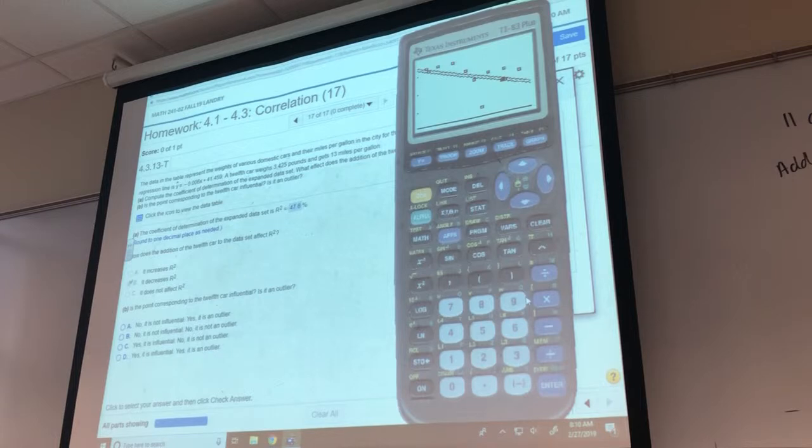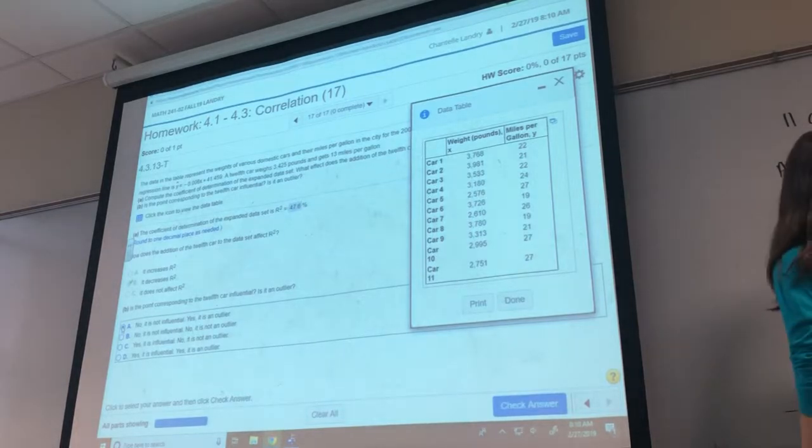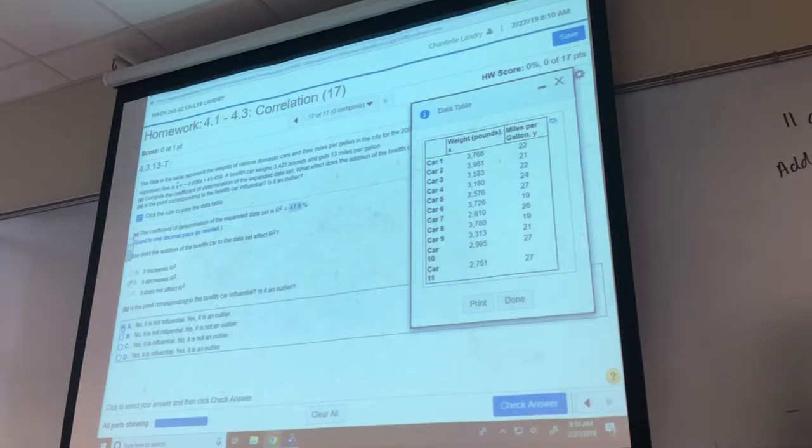Think back to the example we saw with the states. Texas wasn't an influential point because it shifted it slightly. Alaska was an influential point because it shifted it quite a bit. So for this one, we'll say that it's not an influential point up here, but it is an outlier because it's far away from all of the other ones. So that's the one that you'll select for this one. So this one is not influential, but it's an outlier.